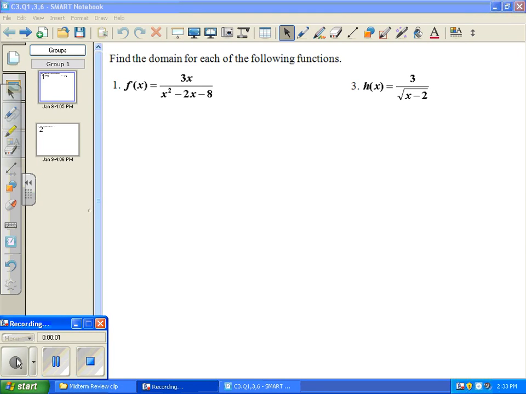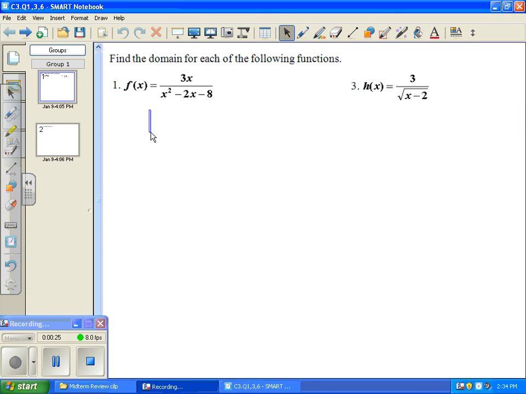Domain for each of the following functions. Okay, the first one, so we want to look at the denominator. What's going on in the denominator? Because the one thing that we don't want the denominator to be is 0. So we need to figure out what would make this denominator 0. So since it's a quadratic, let's factor this and then figure out what x values make it 0.